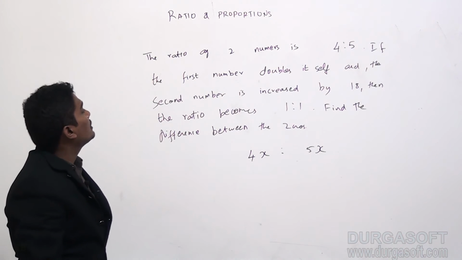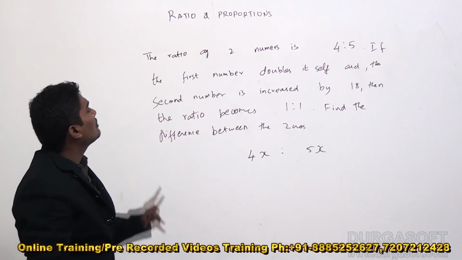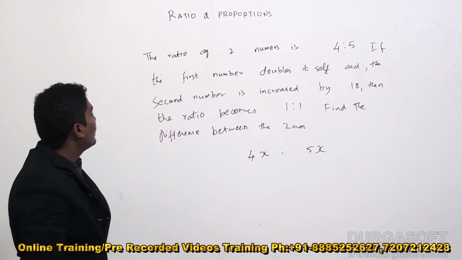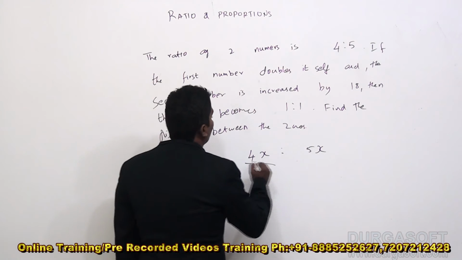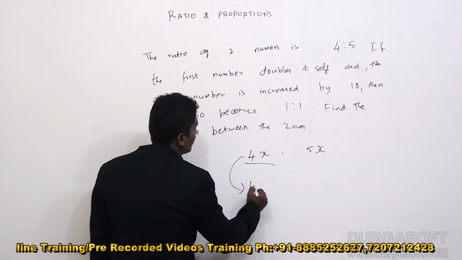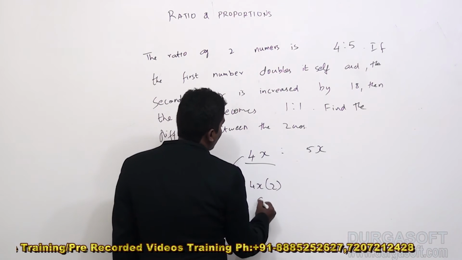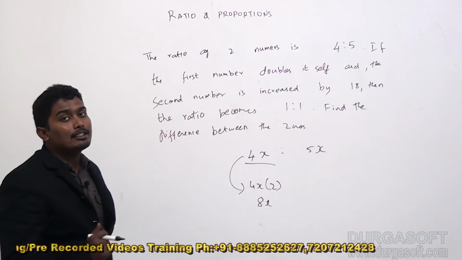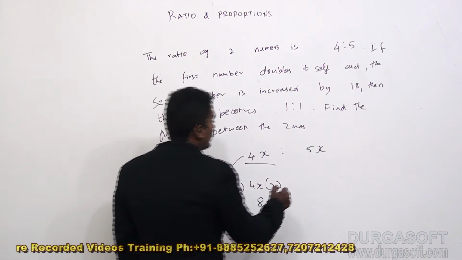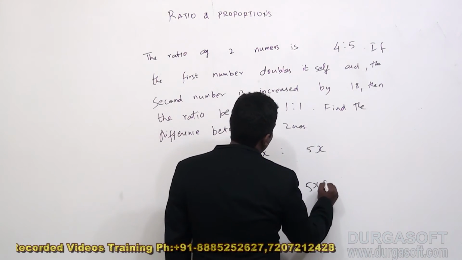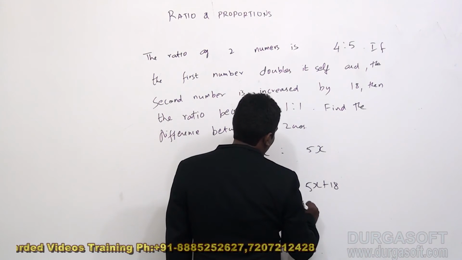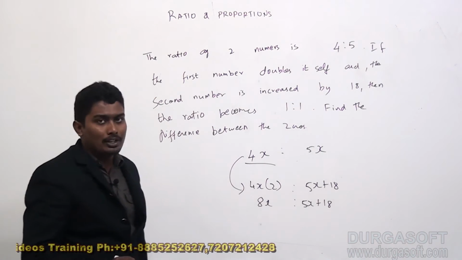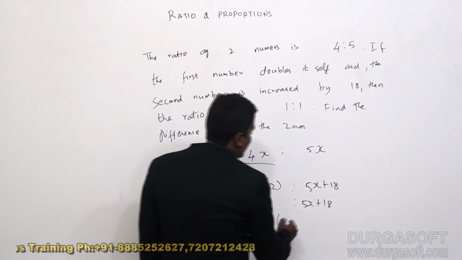So the ratio of the two numbers is 4:5. If the first number doubles itself, this number will become 4x into 2, which is 8x, and the second number 5x is increased by 18. Then the ratio becomes 1:1.